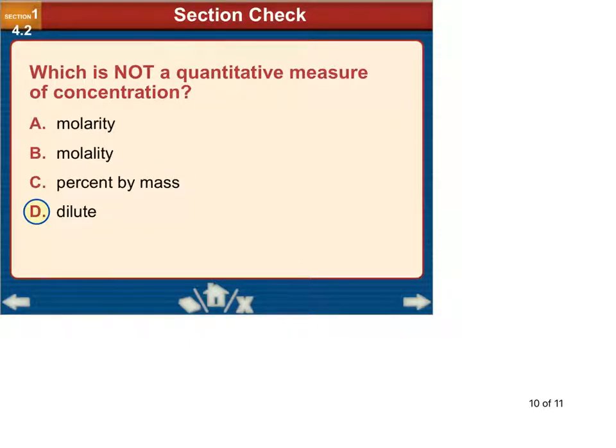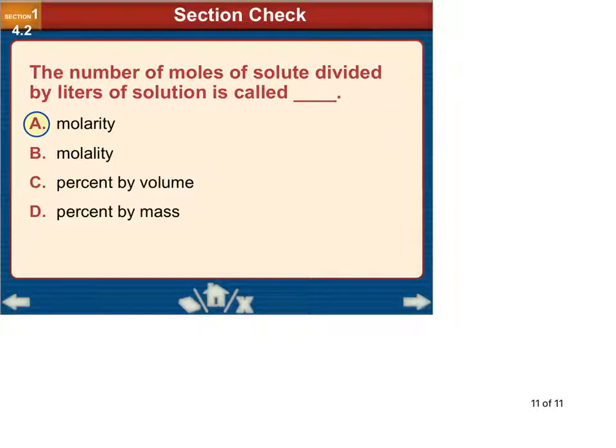Remember, quantitative has to deal with numbers. Dilute or concentrated is qualitative. All these other ones would be quantitative. And molarity, just our definition here. Other ones have different definitions. So, quick overview of section 14.2.